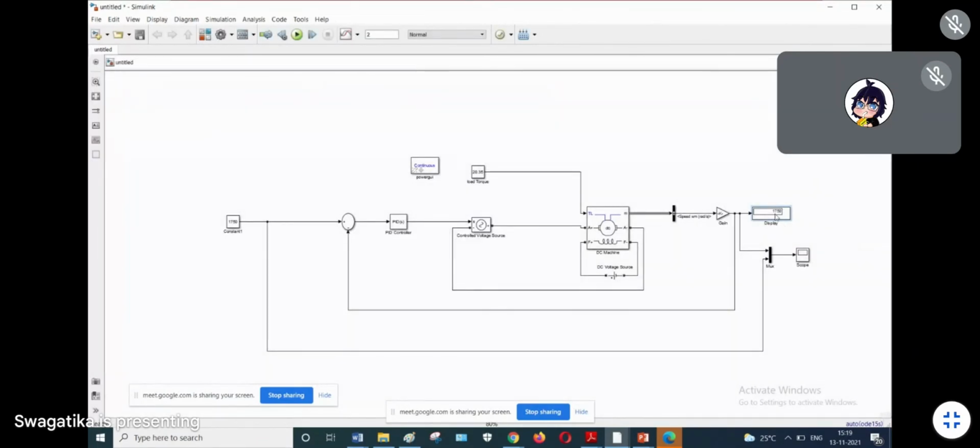Again, you are getting 1750. See, whatever reference value you are giving here, you are getting 1750. Now, go for scope.